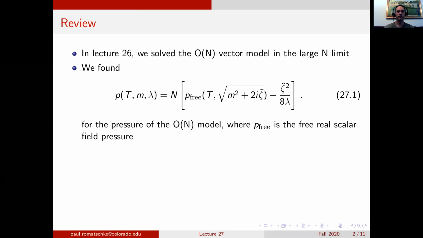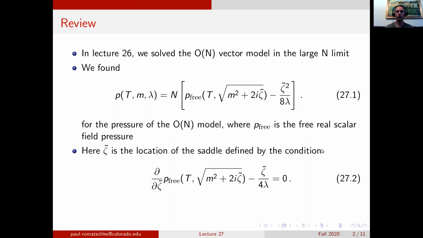We found a result that says that the pressure of the O(N) vector model is given as N times the pressure of a free real scalar field with a funny mass term minus a correction term, both of which depend on this parameter zeta tilde that itself is the location of a saddle point condition given or reproduced here.